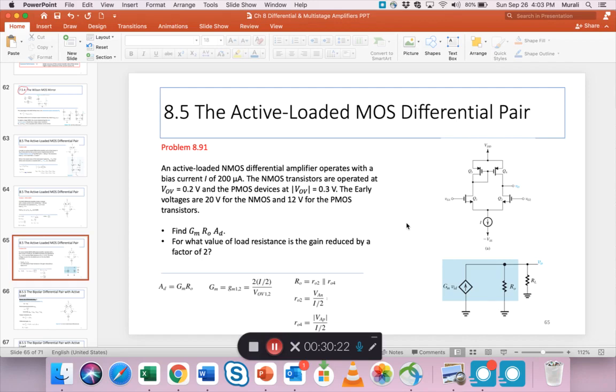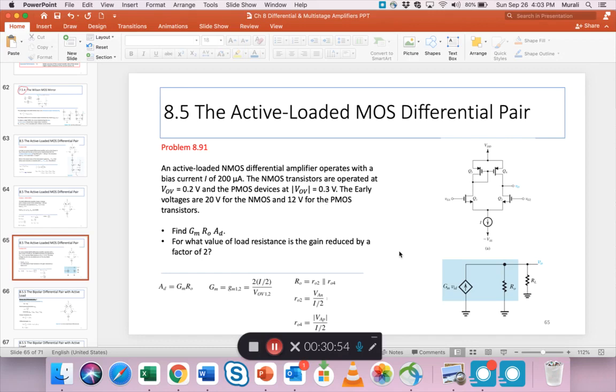Factor of 2 means half, right? Okay, so here are the formulas we need for AD. To find GM, you can do this. Then RO, you can find like this. Now remember, VAP is different from VAN in this formula, in this example. So you have to watch out for that.